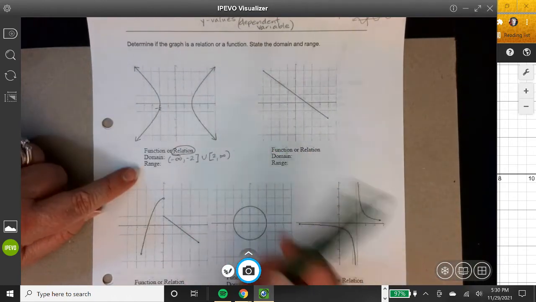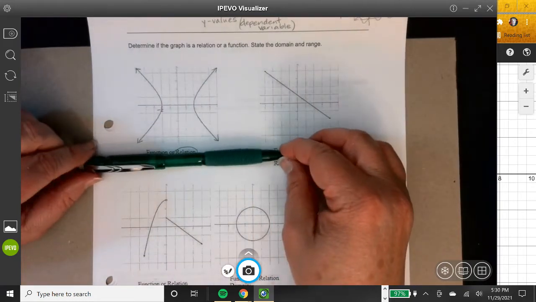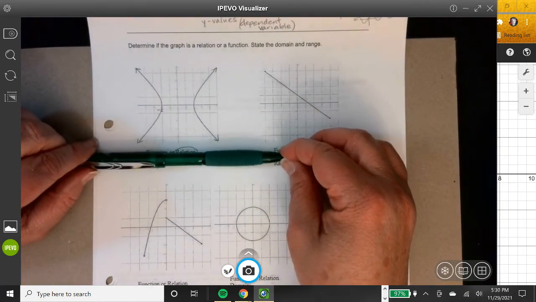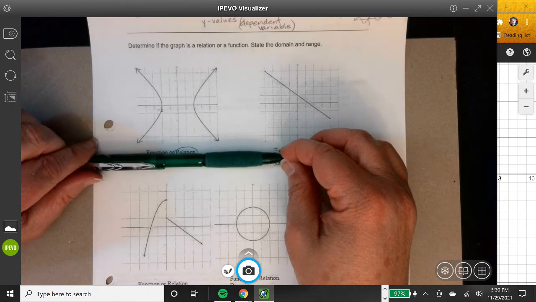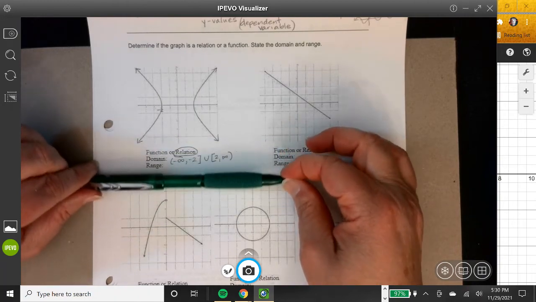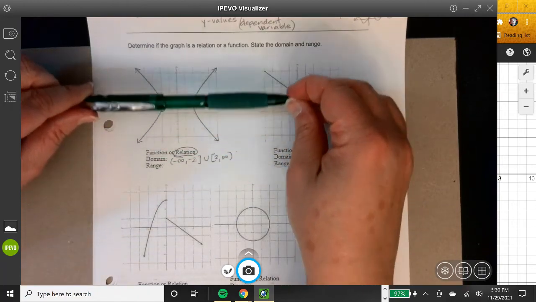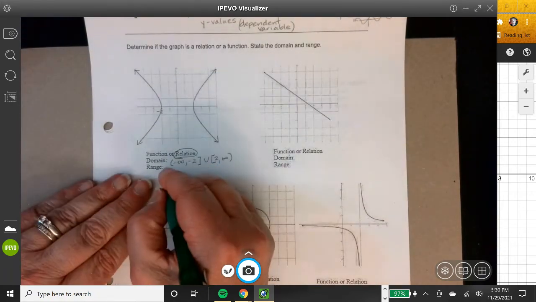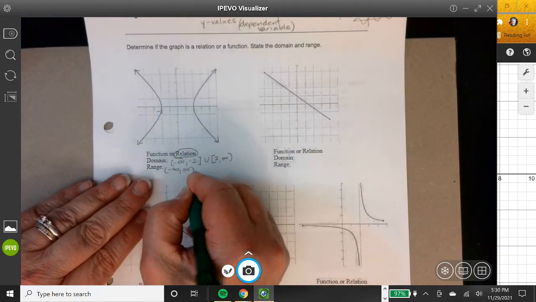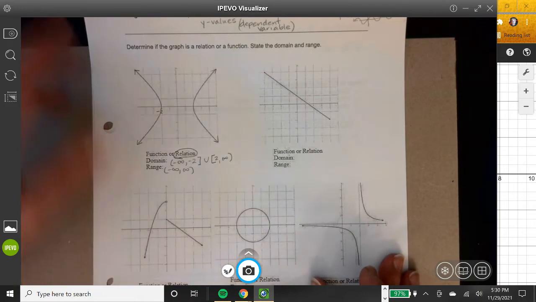All right, now the range. That means I'm going to take my pencil and ask, what y values does this relation have? Well, this relation has y values from -infinity all the way to positive infinity. So we'll write -infinity to infinity and move on to the next one.